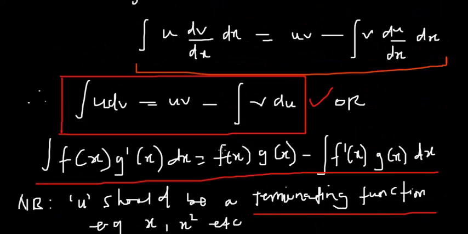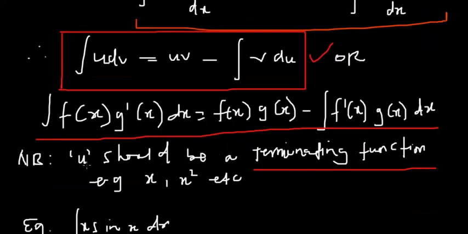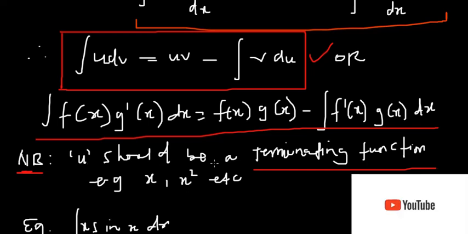When choosing u, it has to be a terminating function. So note u should be a terminating function such as x, x squared, and the rest. Once you don't choose your u to be a terminating function, you find it really difficult to solve these kinds of problems.